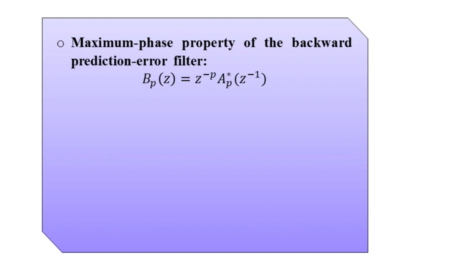So here, if the generalized representation of the random process denoted by x of n is predictable, at that time all the roots of the expression capital B suffix p of z will lie on the unit circle. Now after this second property, the maximum phase property of the backward prediction error filter, let us have the third property with respect to the linear prediction error filters, which is known by the name whitening property here.